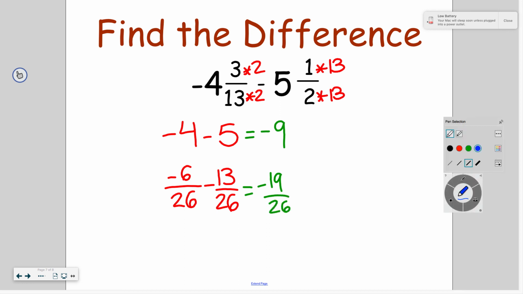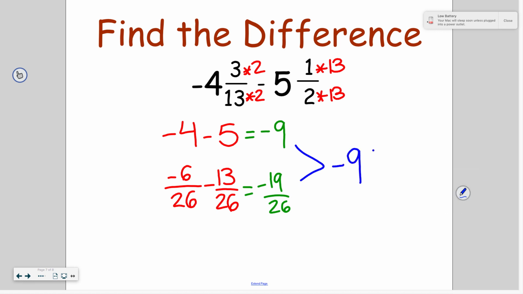Since those are both negatives, we're going to go ahead and just put those into one final answer of negative 9 and 19/26.